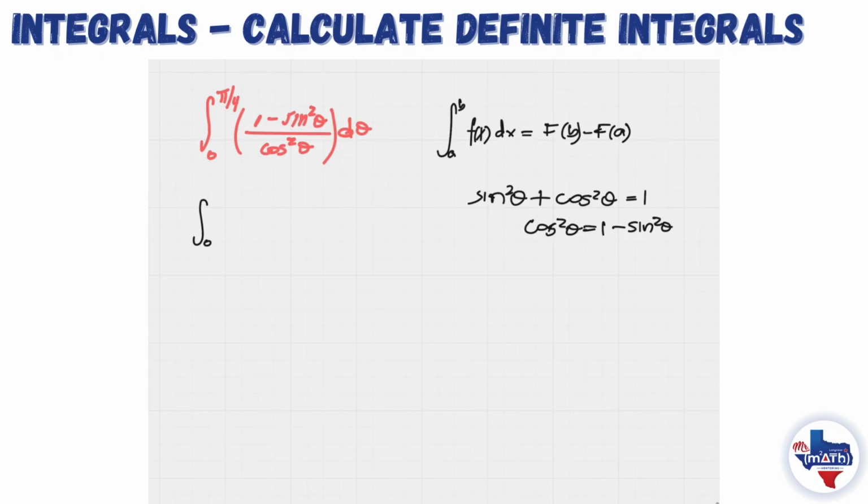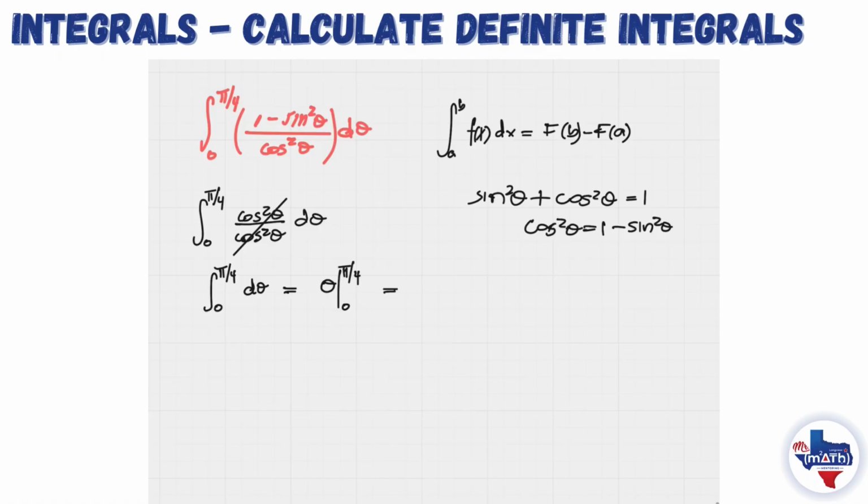So this will be the integral from 0 to pi over 4 of 1 minus sine square of theta, which is just cosine square of theta, divided by the same cosine square of theta d theta. And cosine square of theta divided by cosine square of theta cancels out, and that's just 1. So we have 0 to pi over 4 of d theta, which is basically the integral of 1. And this should be just theta, evaluated from 0 to pi over 4.